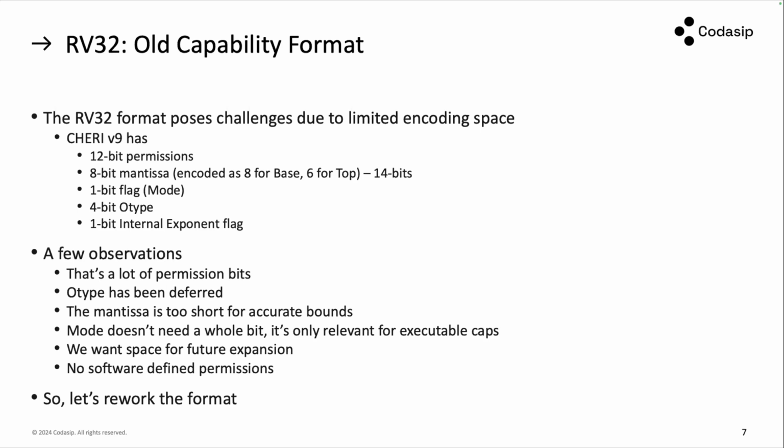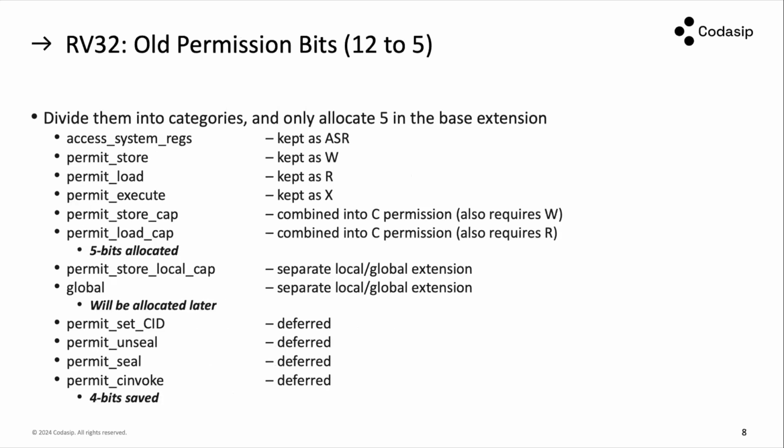We decided not to use the O type for the time being. It may come back. The mantissa is too short, as it says. Mode is only relevant when your capability is executable, so you don't need a bit for it all the time. So data capabilities don't need a mode bit. So that was a waste. We wanted some space for future expansion, and we wanted some software-defined permissions as well. So we spent a considerable amount of time reworking the format.